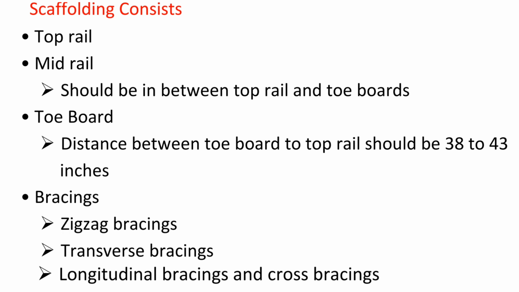Toe board: the distance between toe board and top rail should be 38 to 43 inches. Bracings: zigzag bracings, transverse bracings, longitudinal bracings and cross bracings.